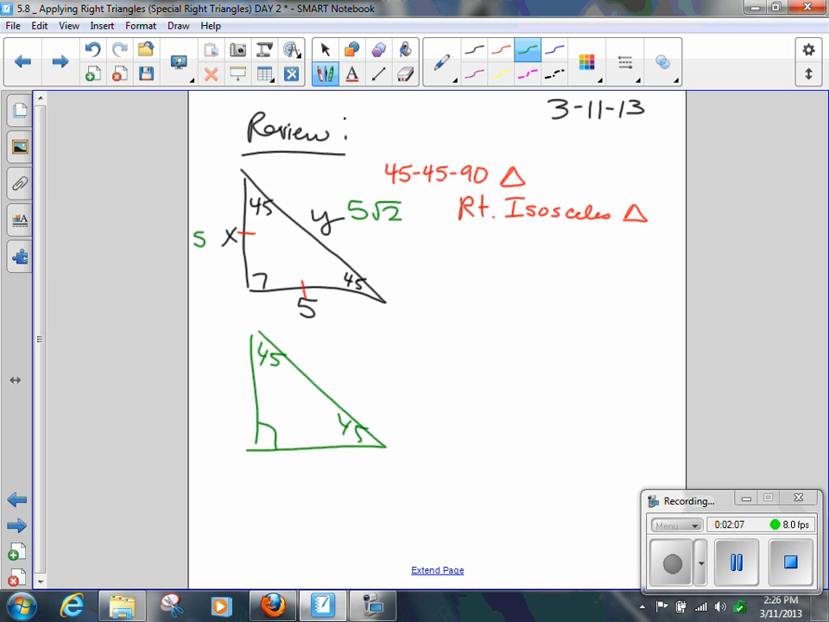Another 45, 45, 90 triangle. Please write this down. Your hypotenuse is given, and it's 7 root 2. I want you to find x and y. If the hypotenuse is 7 root 2, folks, what are the legs? Look at the one above it and figure out what the other one is. This is not difficult, promise.